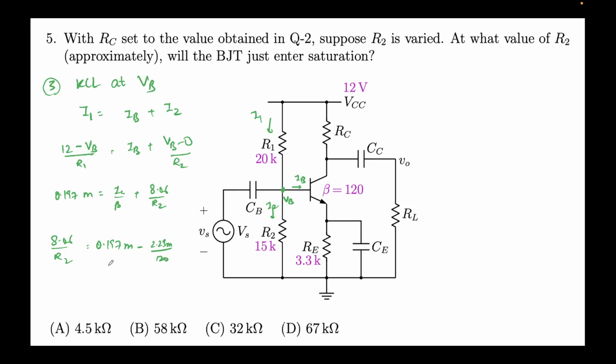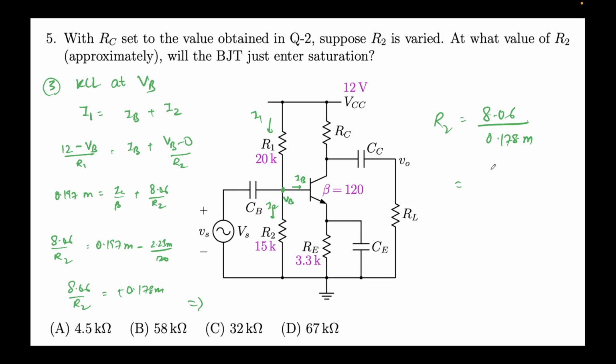Okay, so if I subtract this from 0.197, sorry, 1 second, plus 0.19 minus 0.197, this comes out to be minus 0.178. So it's 8.06 over R2. This is coming out to be minus, plus 0.178 milli. So this will give me, write it here, R2 is 8.06 divided by 0.178 milli. So let's get this 8.06 over this number.